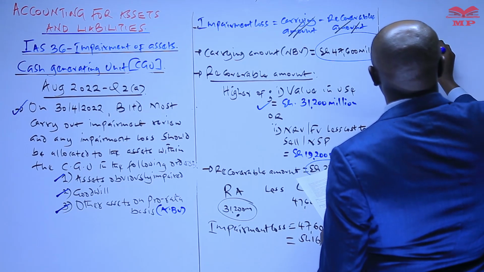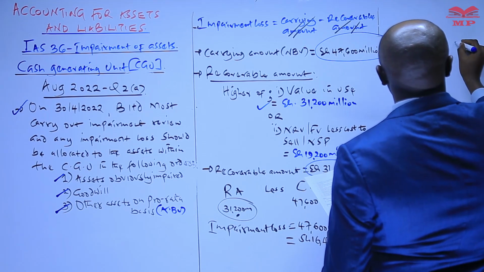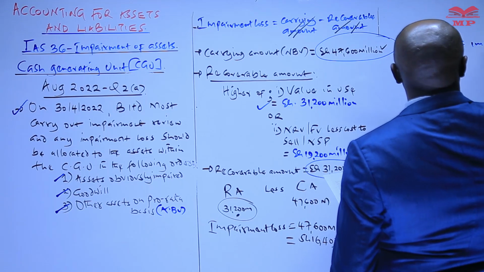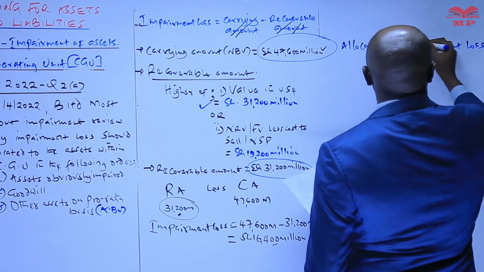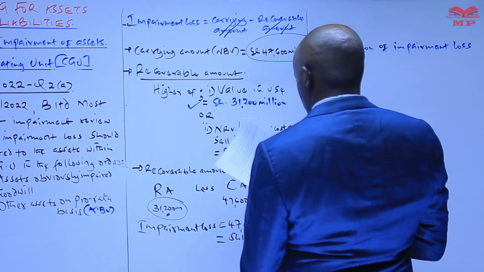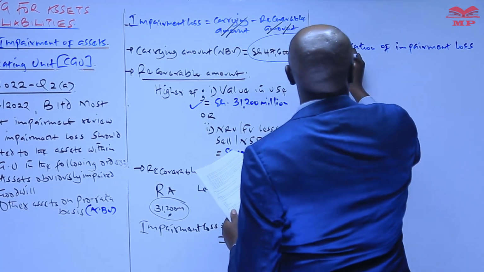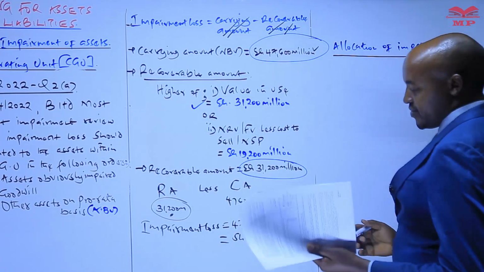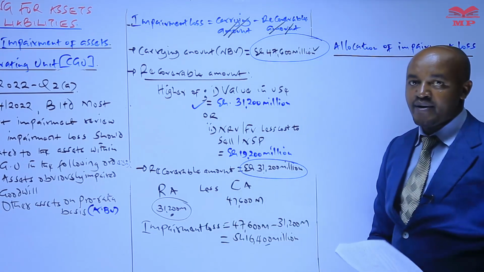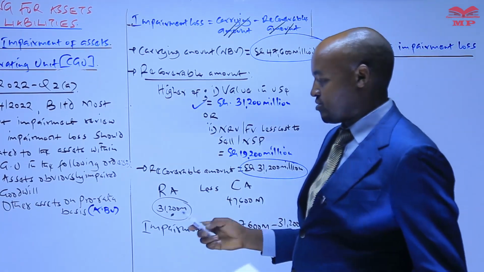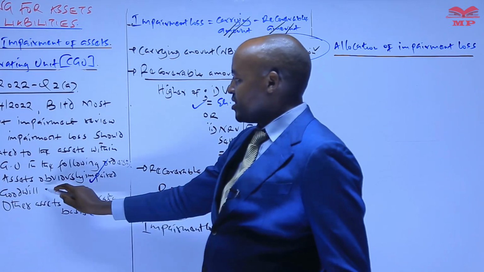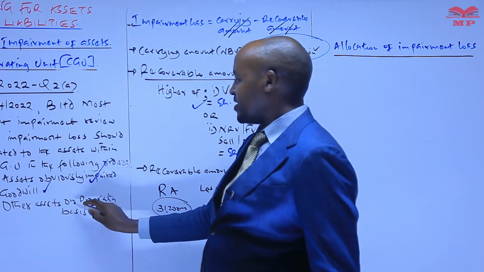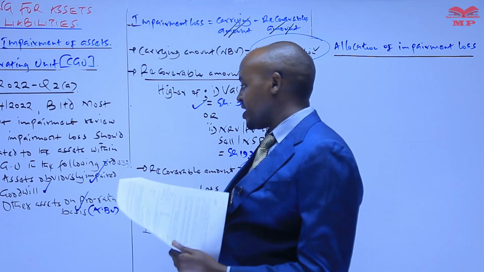So we need to do the allocation of that impairment loss. Allocation of impairment loss. So remember what we said is that in allocating this particular impairment loss, this is the order which we follow. One, we allocate to those assets which are obviously impaired. Then we allocate to the goodwill. And finally, we allocate to the other assets based on their carrying amount.